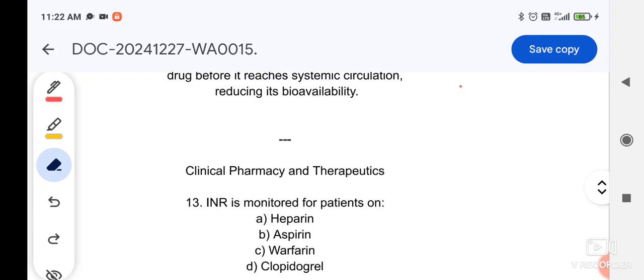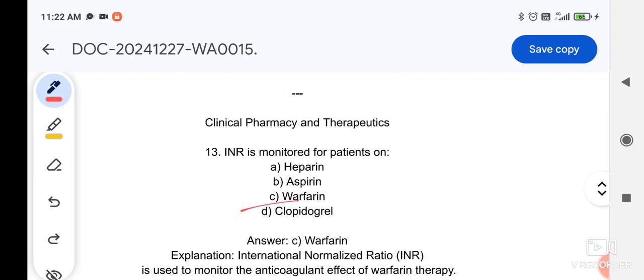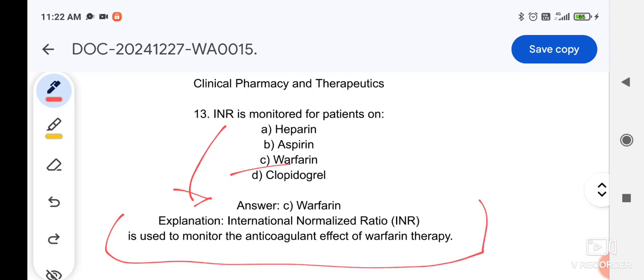Now clinical pharmacy and therapeutics. INR is monitored for a patient on: option A heparin, option B aspirin, option C warfarin, option D clopidogrel. So the correct answer is option C, that is warfarin. And here is the explanation: INR, the international normalized ratio, is used to monitor the anticoagulant effect of warfarin therapy.